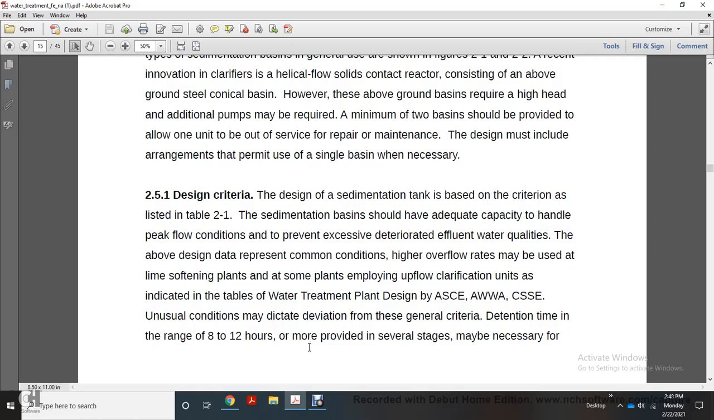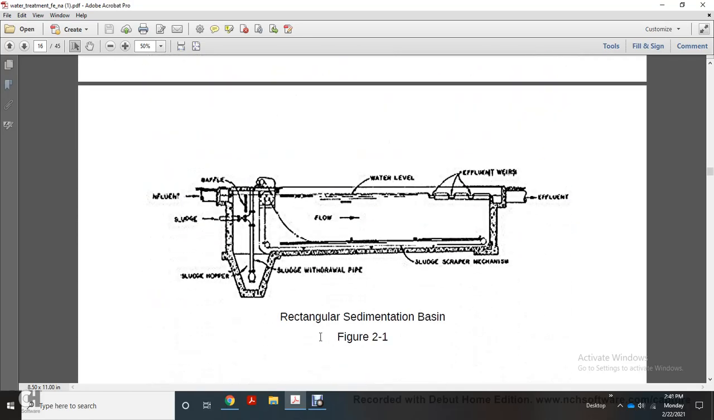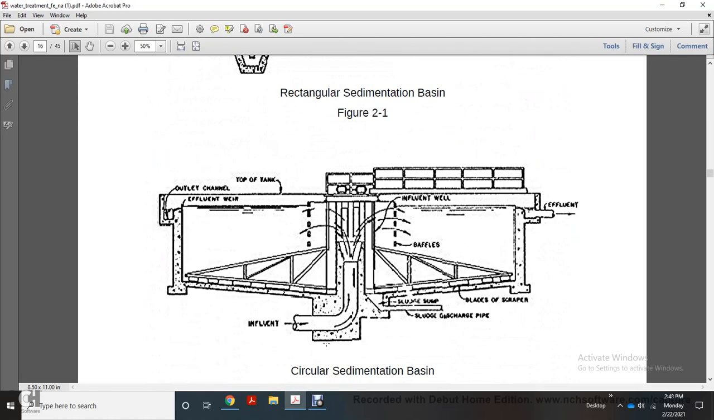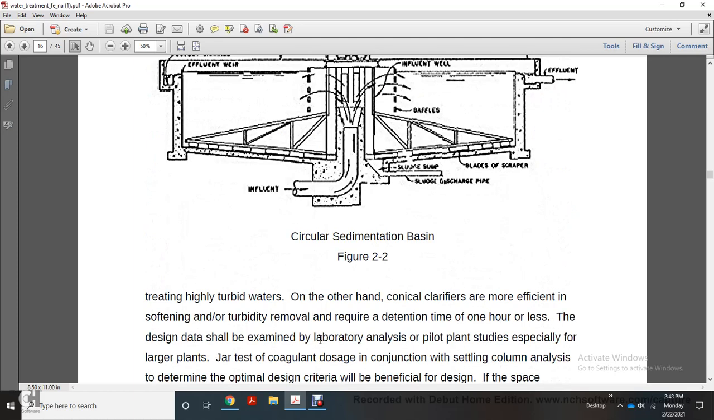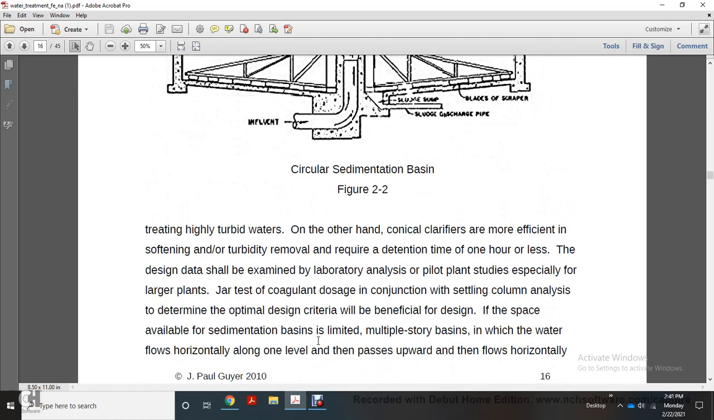Detention times ranging from 8 to 12 hours may be provided. Equalization may be necessary for the rectangular sediment basin shown here. This shows the circular sediment basin. Treating highly turbid waters, on the other hand, with a conical clarifier gives the most efficient softening and turbidity removal, and requires a detention time of 1 hour or less.